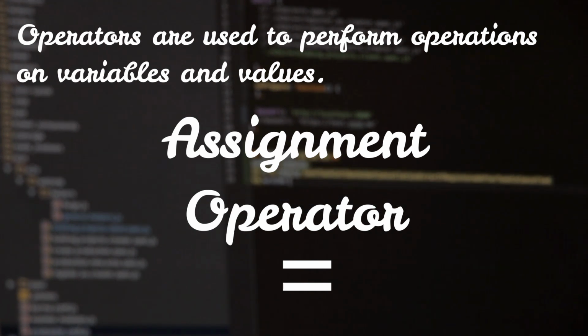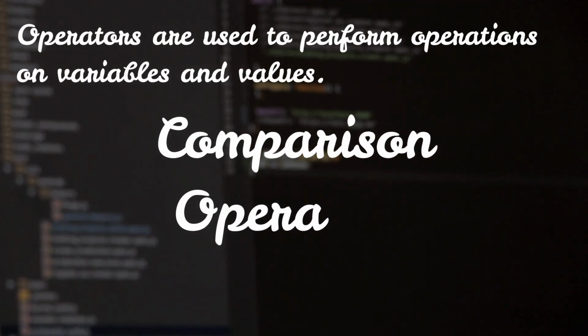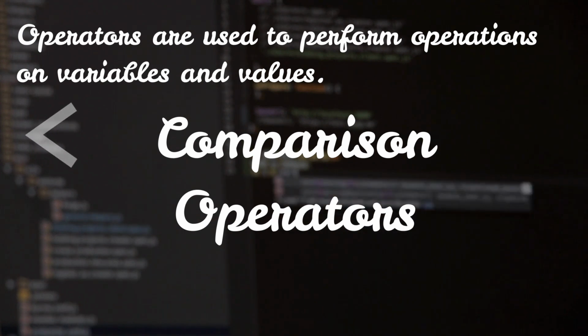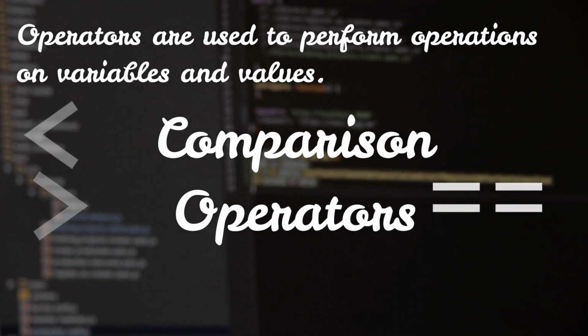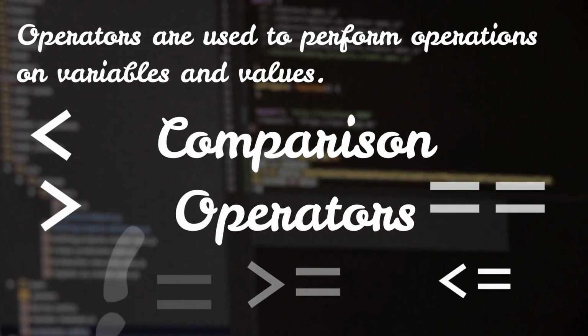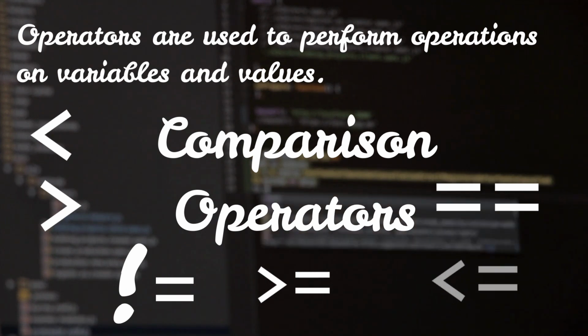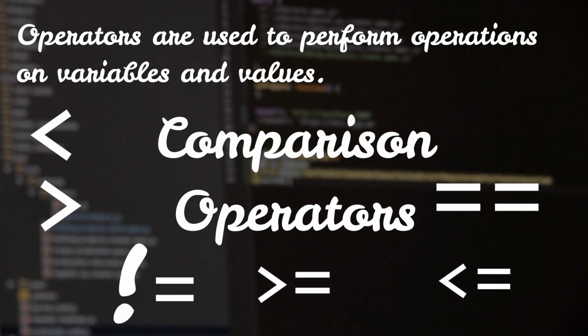Let us see comparison operators. Now the symbols flashing on screen are comparison operators. Less than, greater than, double equals, not equal to, less than or equal to, greater than or equal to are some of the operators that are used as comparison operators. And these kinds of operators are mainly used for comparison.